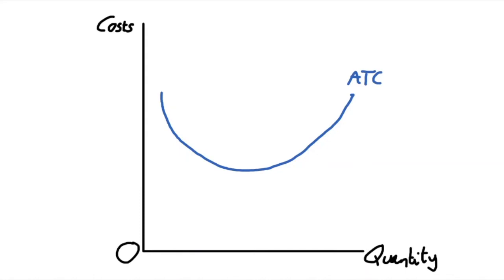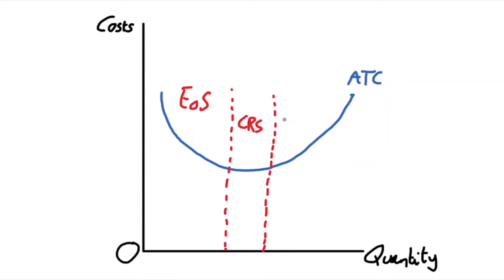We will also have on this diagram here a line breaking up the graph into two separate parts. So what we're going to have is initially a downward sloping section of the line, which we're going to call economies of scale, and we will separate that into two other sections. We will have constant returns to scale in the center, and we will have diseconomies of scale over here on the left.